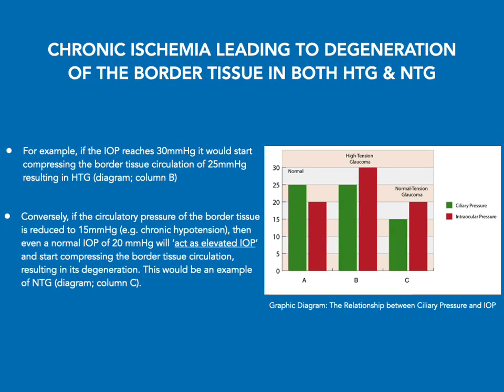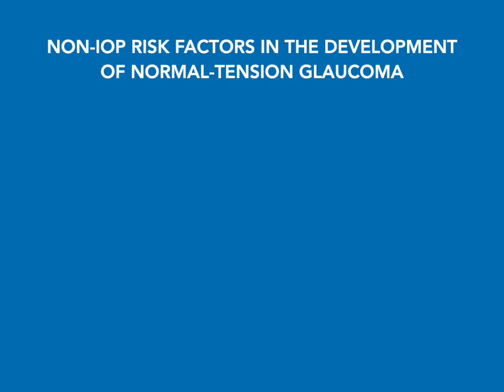Conversely, if the circulatory pressure of the border tissue is reduced to, say, 15 millimeters of mercury, such as in cases of chronic hypotension, then even a normal IOP of 20 millimeters will act as elevated IOP and start compressing the border tissue circulation, resulting in its degeneration. This would be an example of NTG. We can see this on column C on the right, in which the IOP at 20 millimeters is still higher than the circulatory pressure.